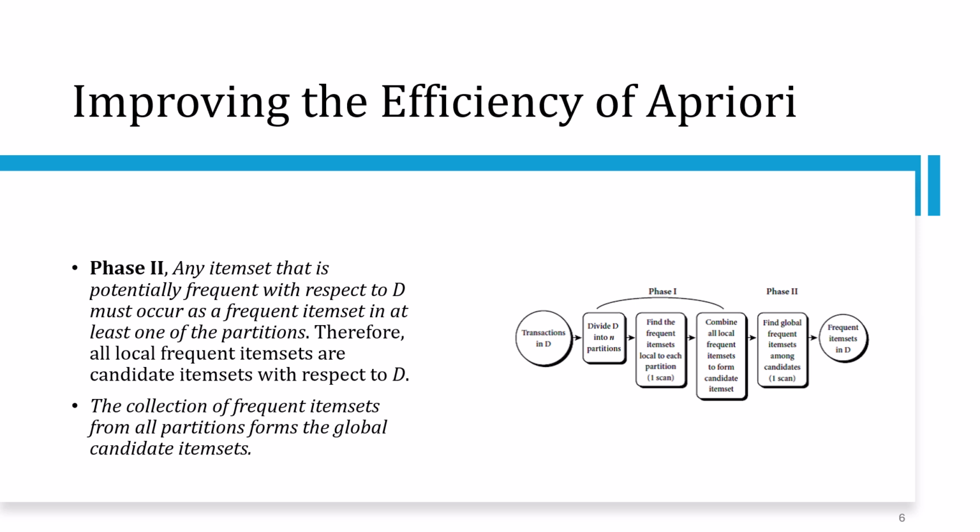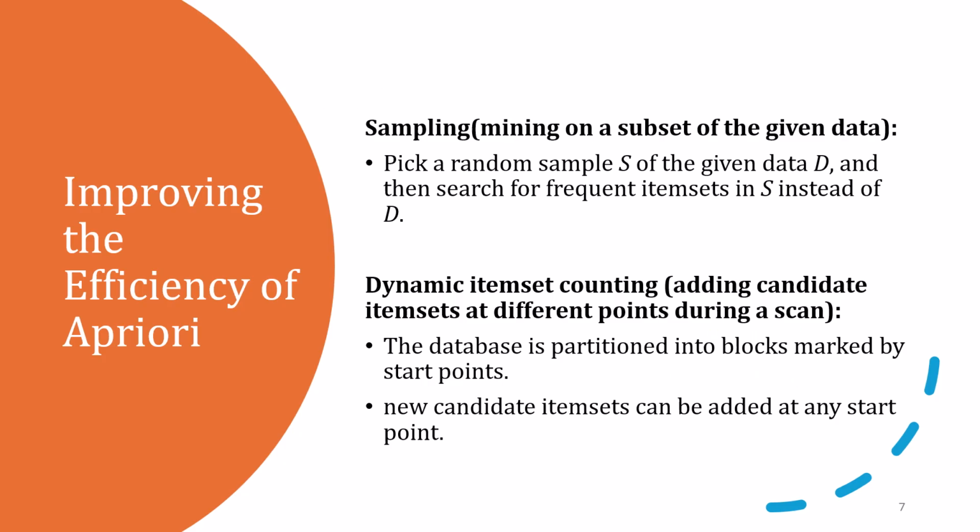Any item set that is potentially frequent with respect to D must occur as a frequent item set in at least one of the partitions. Therefore, all local frequent item sets are candidate item sets with respect to D. The collection of frequent item sets from all partitions forms the global candidate item sets.